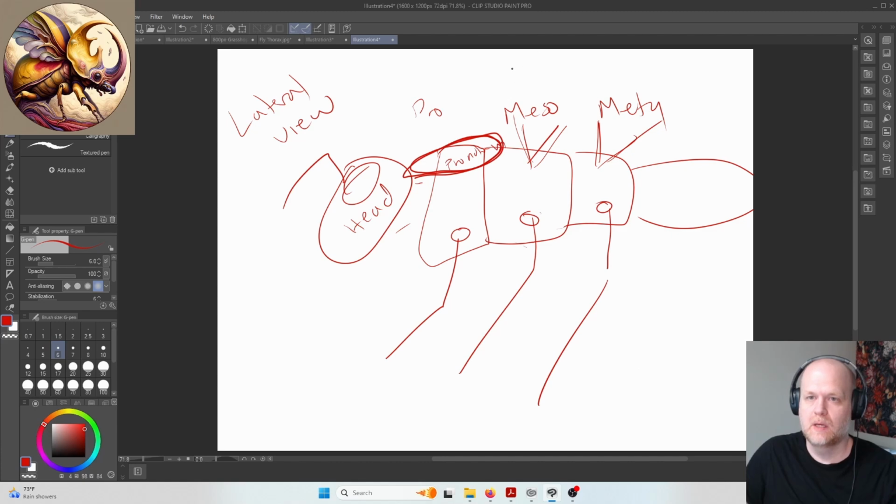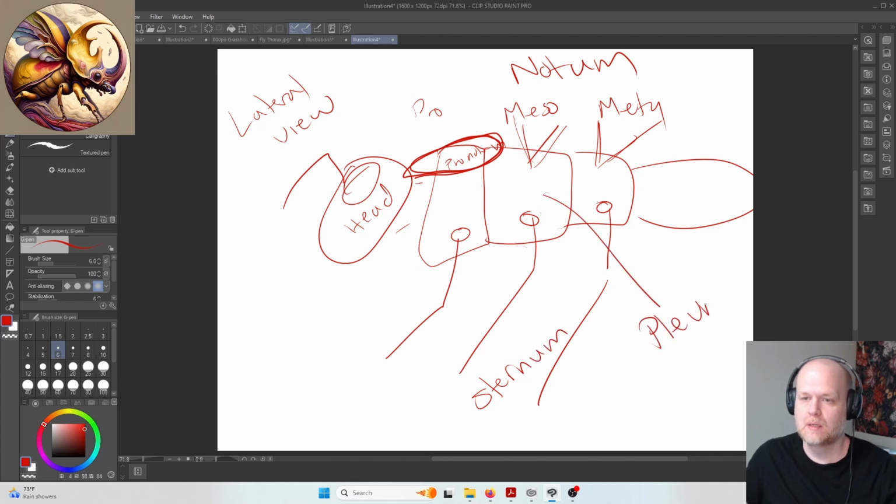Again, you have the notum up here, you have the sternum down here, and the side is called the pleuron. We talked about the legs last time, so we won't need to talk about that again, but we will talk about the arising of the legs from the pleural surface. This is called the coxal cavity. We'll talk about that probably not next time. Next time I want to talk about the notum and all of the plates that make up the notum and the positioning of the wings on the notum.